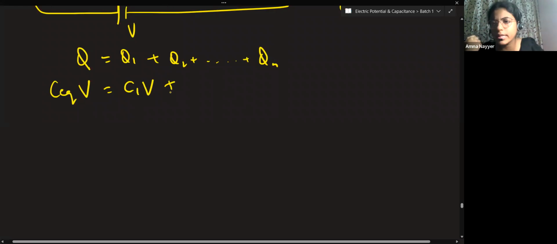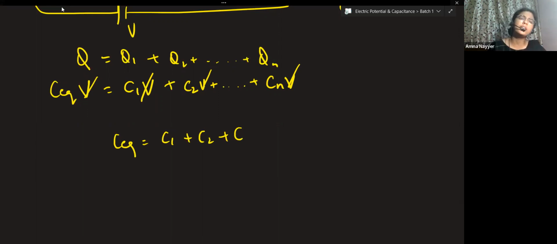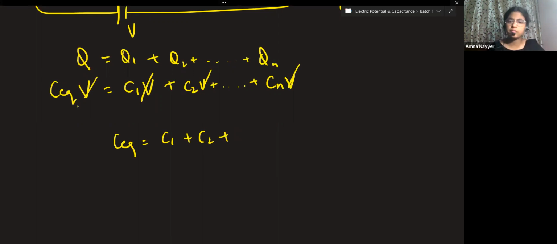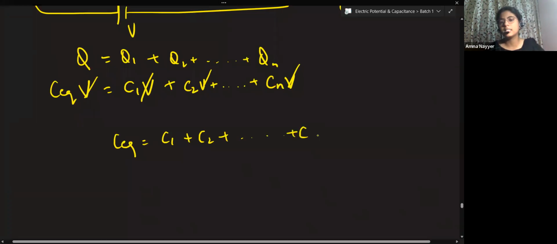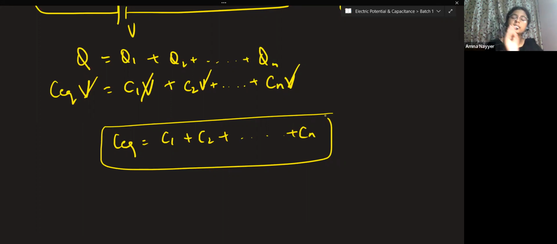Plus, the charge of the second one, C2 is the capacitance, potential is still V because this is combined in parallel and potential is the same. Up till Cn and V, all the potentials V will get cancelled. You will get C equivalent as C1 plus C2 up till plus Cn, means whatever number of capacitances you have, keep on adding them directly. So this becomes your net formula of equivalent capacitance if capacitors are combined in parallel.